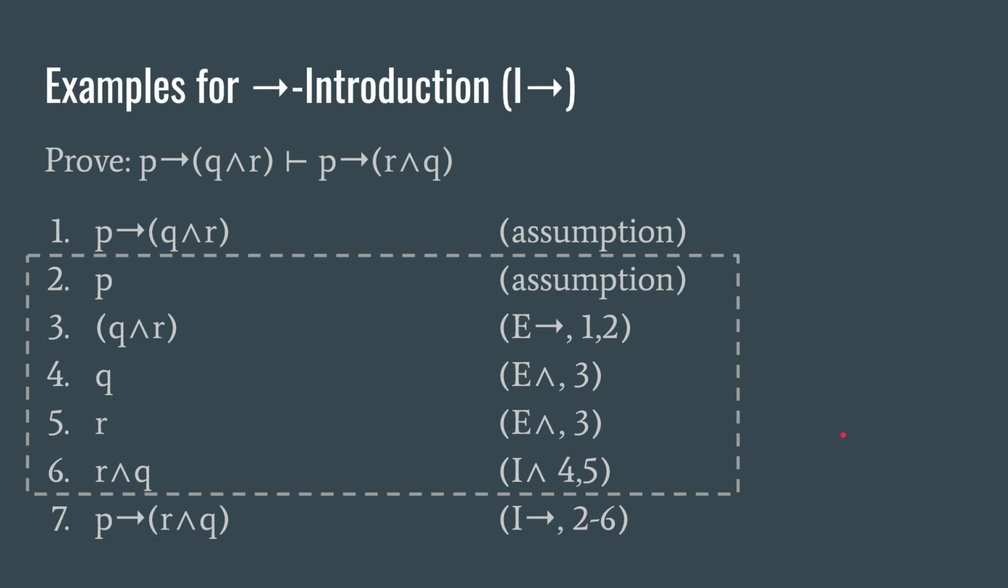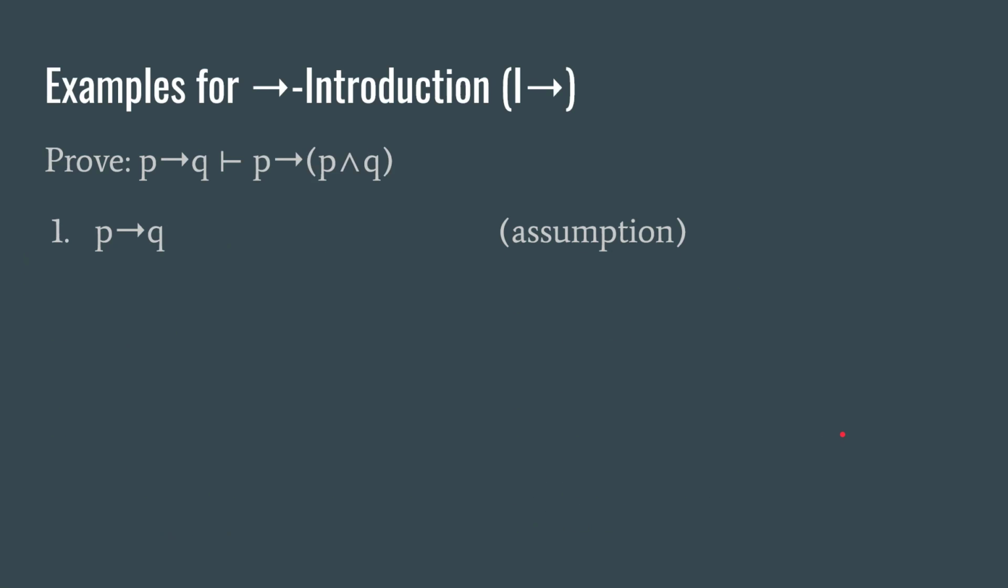Okay, let's go over a couple more examples of arrow introduction. So again, suppose we have the premise P arrows Q, and we want to derive or show that this implies P arrows P and Q. Well, just like with any other proof, we start by listing our premise as an assumption. And because in this case, what we want to end up with is an arrow statement, again, we need to list a new assumption, which is going to be the antecedent of the arrow statement. So just assume the antecedent of the arrow statement.